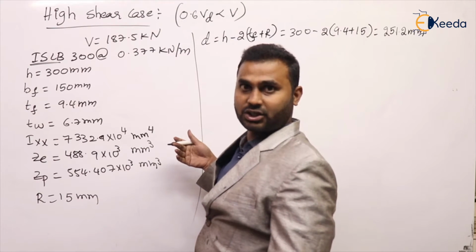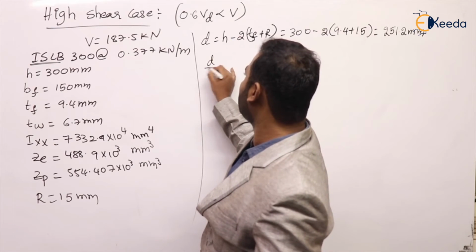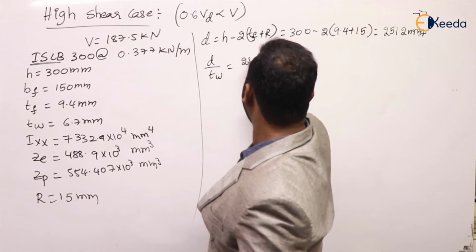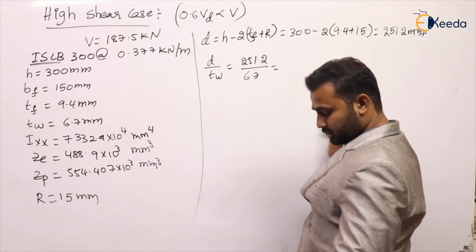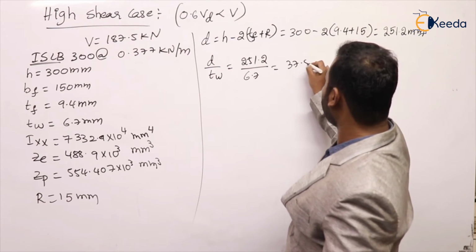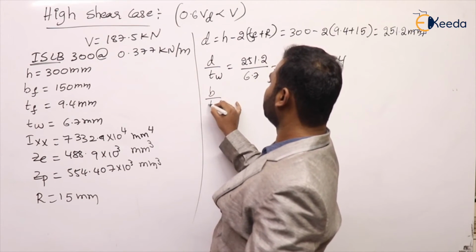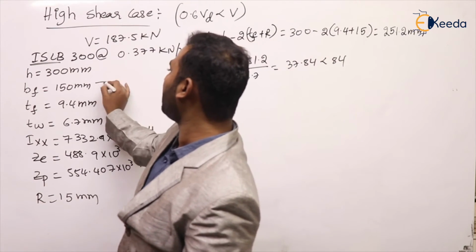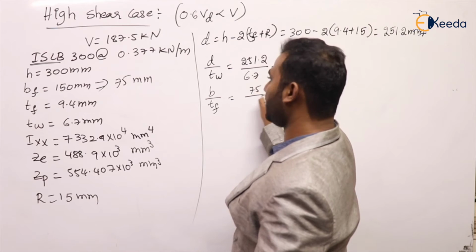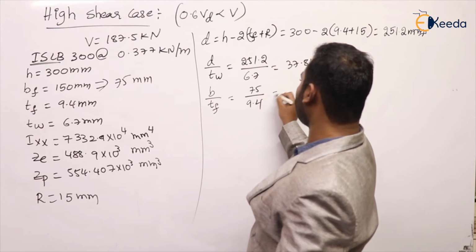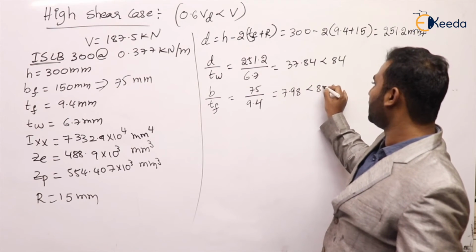Now let us classify this section. It means whether it comes under plastic or compact or semi-compact. Let us see. So for that, we know that D by TW, how much? 251.2 by TW is 6.7. So this comes out to be 37.84, less than 84. Okay, next is B by TF. B is nothing but half of this one, that is 75. So 75 by 9.4. This comes out to be 7.98, which is again less than 8.4.